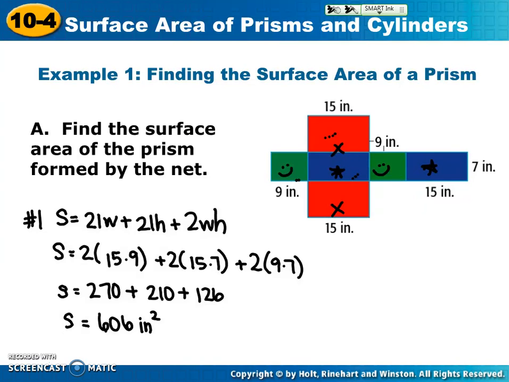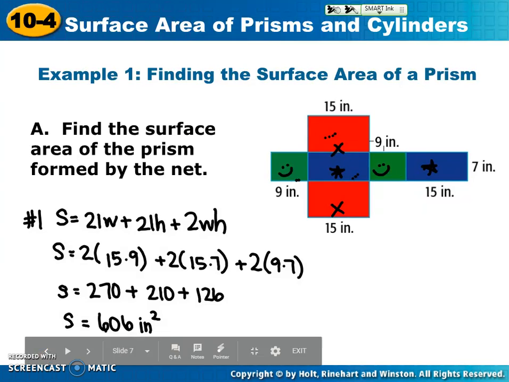All right, and there we have our final answer, and we're finding surface area, so my answer is back to inches squared. Go ahead and pause this if you don't have all of this.